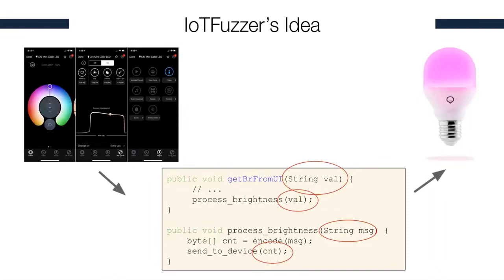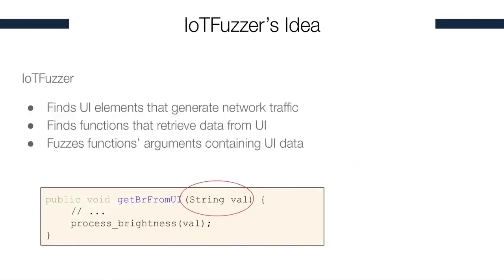Based on this observation, IoT Fuzzer finds UI elements that generate network traffic, and then it finds the functions that retrieve data from these UI elements. Finally, these identified functions are fuzzed by modifying the arguments that these functions accept. We call this method UI level fuzzing, where the fuzzing is driven by identifying methods that take data directly from the UI elements.